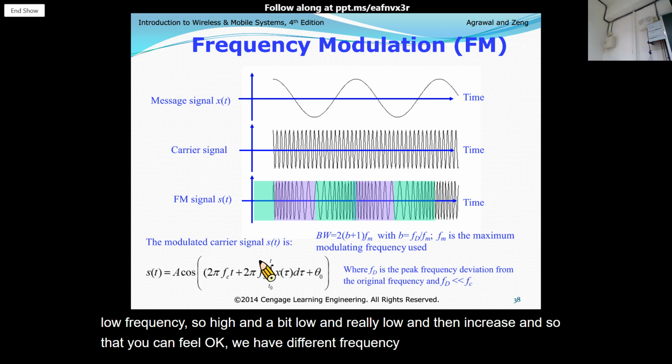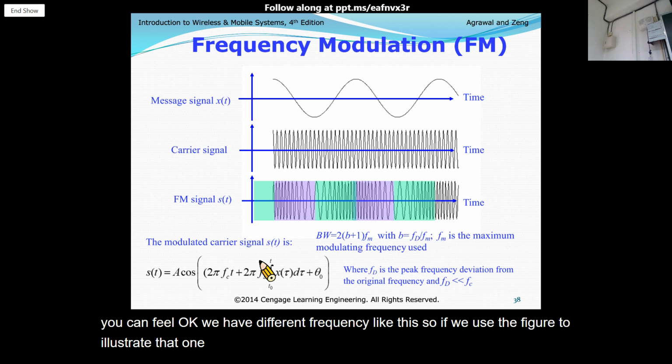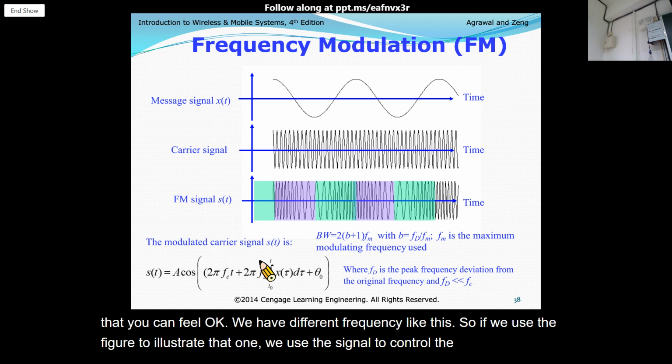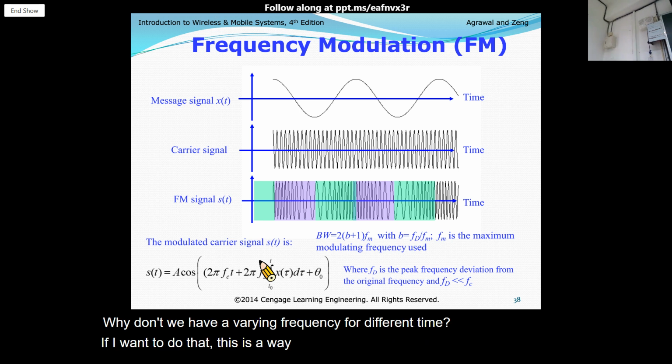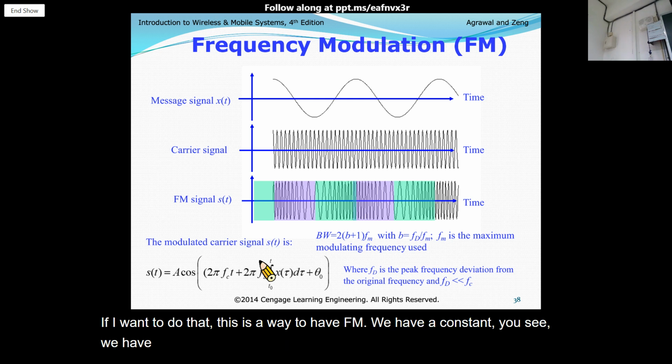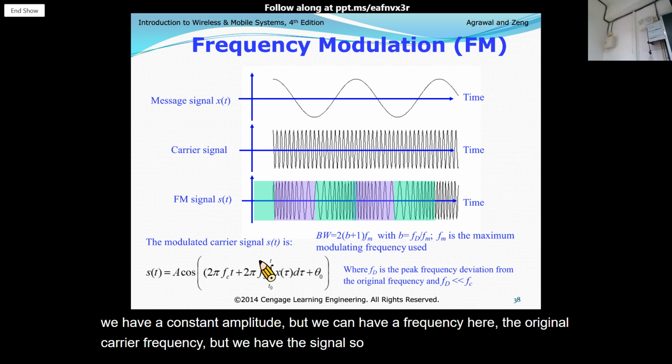If we use the figure to illustrate that, we use the signal to control the frequency. Previously it was a common frequency, but right now we have a varying frequency over time. If we want to do that, this is a way to have FM. We have a constant amplitude, but we can have a frequency here, the original carrier frequency. But we have the signal go through an integral so that we have a frequency.